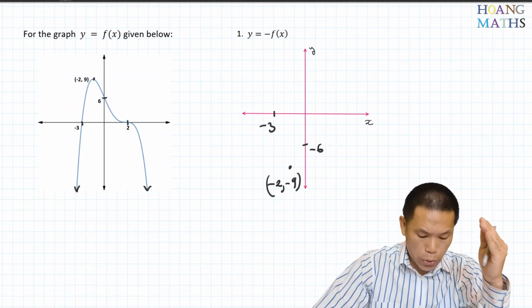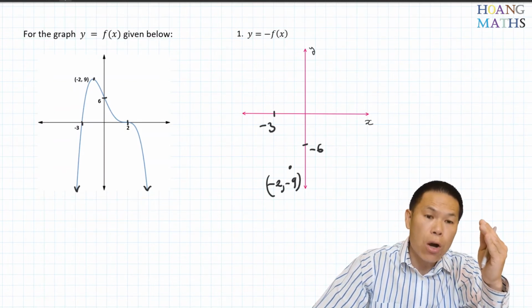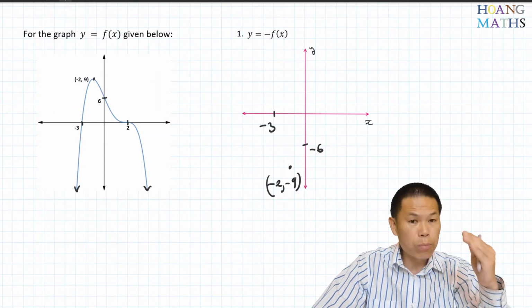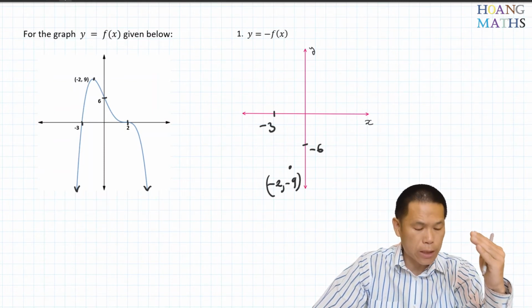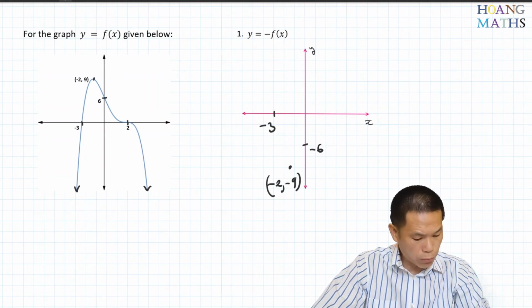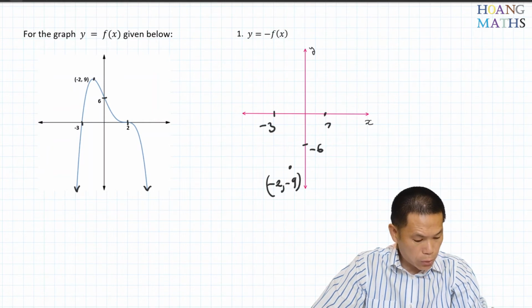And the point of inflection at 2, 0 stays the same. Because remember, y changes, x doesn't change. So 0 becomes negative 0, still 0. So just keep that in mind. So just here, that's 2.